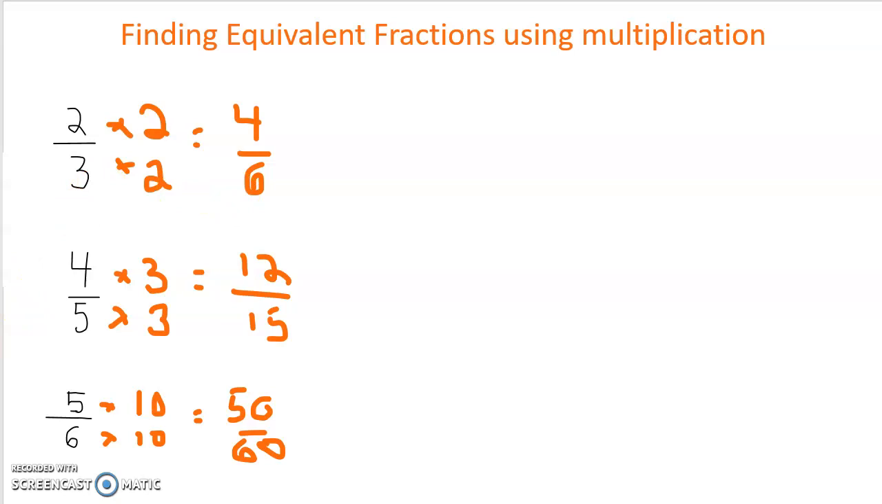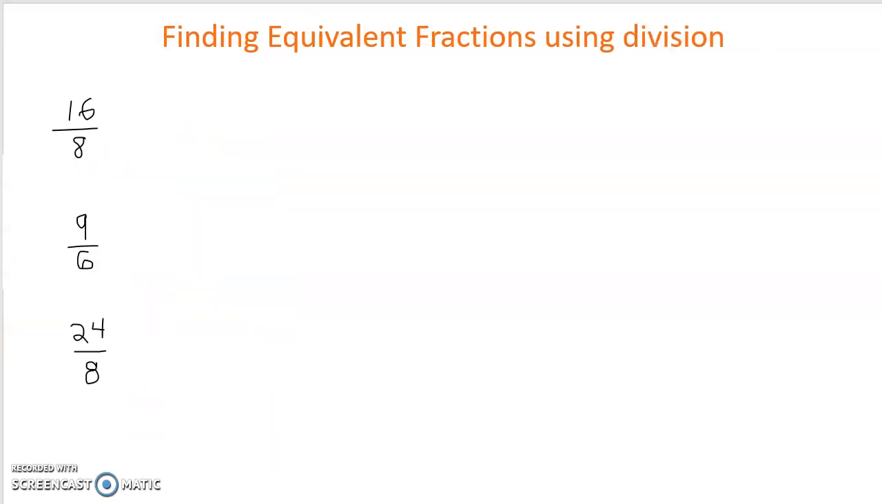Okay, so let's try to find equivalent fractions using division. So when we're finding equivalent fractions using division, we're dividing now. Instead of multiplying, we're going to divide the numerator and the denominator by the same digit, same number. So it's a little bit tricky here because you have to figure out which number to choose when you're dividing. It's easy when the numbers are even because then you know automatically that you can divide by 2. Because as long as the numbers are even, you can divide by 2. So for this one, we know we can divide 16 by 2 and 8 by 2.